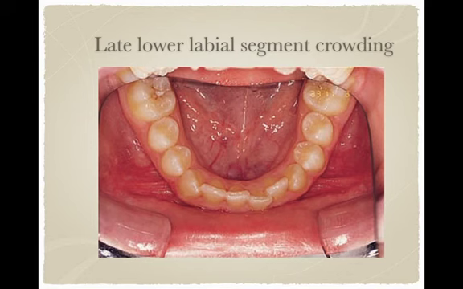So now, if wisdom teeth have something to do with late lower labial segment crowding, why not go for extraction of the wisdom teeth before they start erupting and worsen the crowding that the patient has, or the well-aligned teeth that the patient has? The reason is that they did a study about 7 or 8 years ago in the UK. They took all the patients with class 1 malocclusion and well-aligned dentition at the age of 13, and they divided them into two groups. In one group, they extracted the wisdom teeth at the age of 13, and in the other group, they just observed what was going to happen.